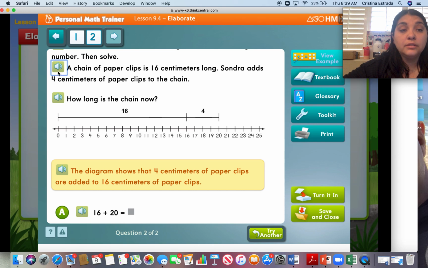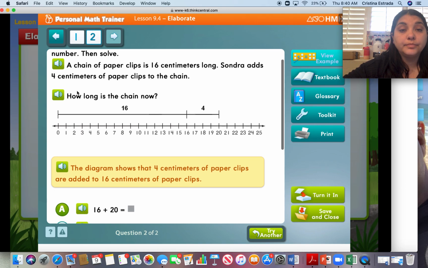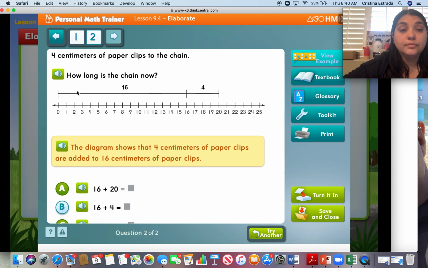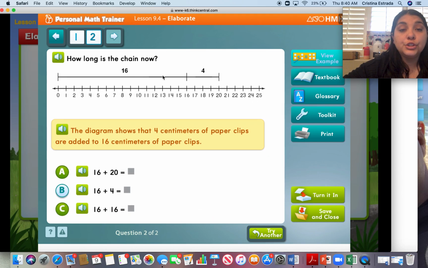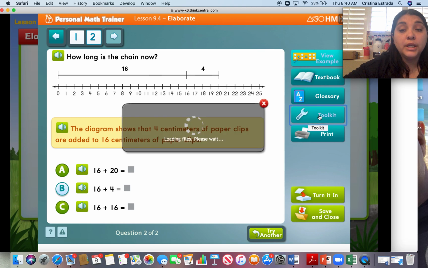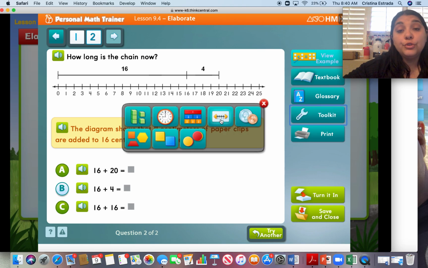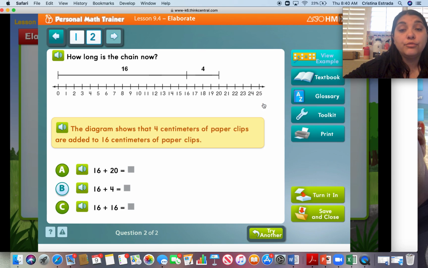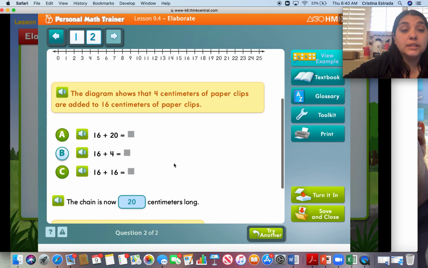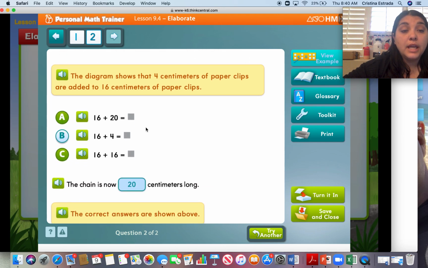A chain of paper clips is 16 centimeters long. Sandra adds 4 centimeters of paper clips to the chain. And then here it shows me with the number line. There are also tools that you can use if you go to your toolkit. If you needed a number line, you can click on here and pull out a number line, but there's already one here for us.